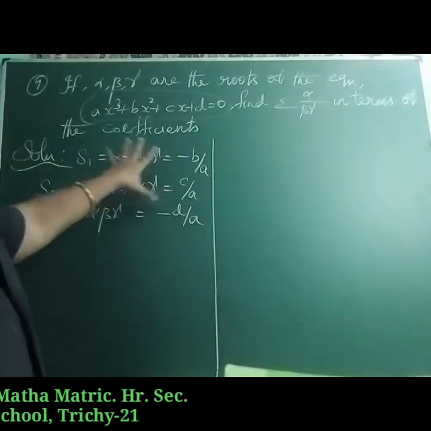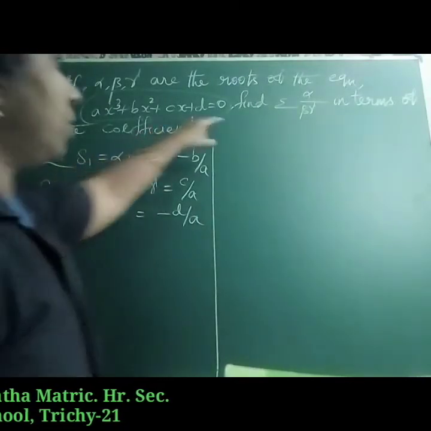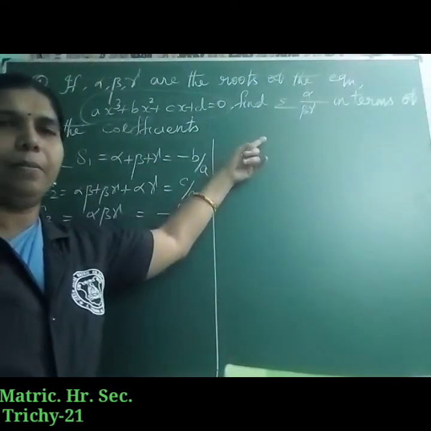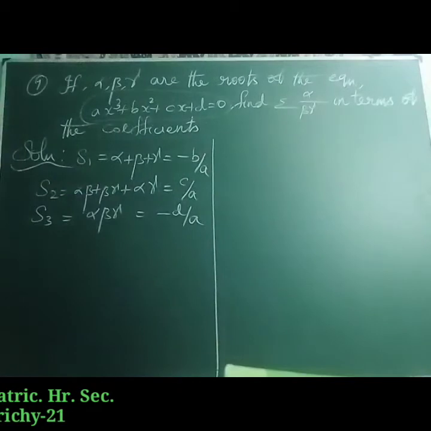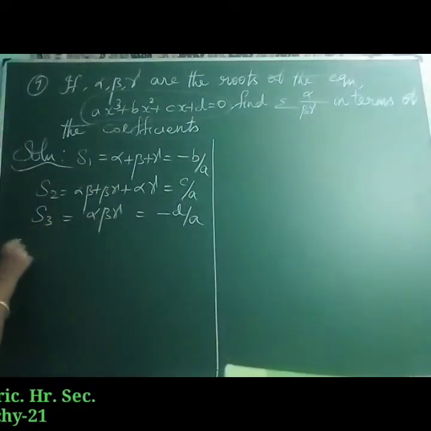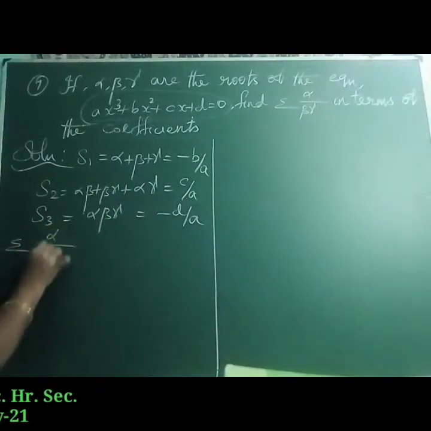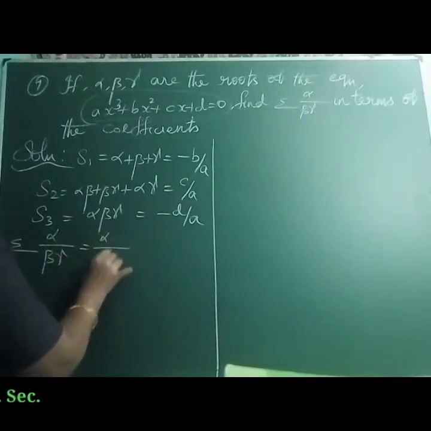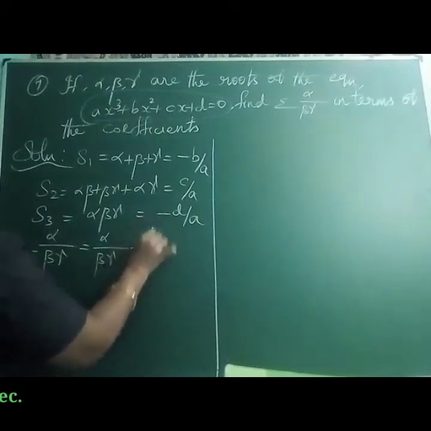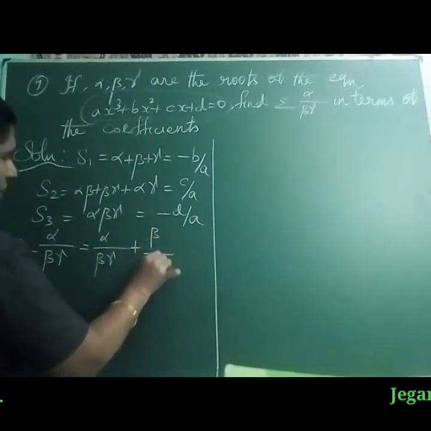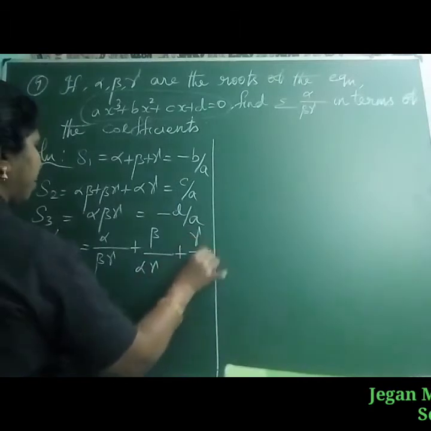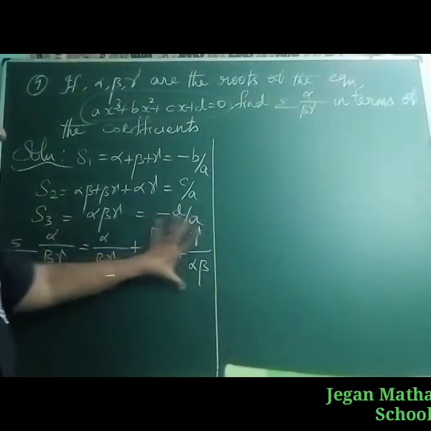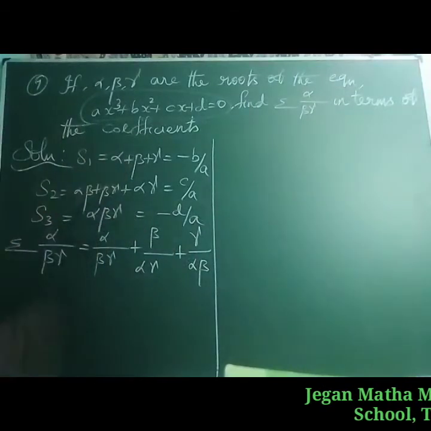After writing all these summations, we want to find the summation of alpha divided by beta gamma. So let us expand the summation of alpha divided by beta gamma: alpha divided by beta gamma plus beta divided by alpha gamma plus gamma divided by alpha beta. We want to find the summation of this with the help of these three values.